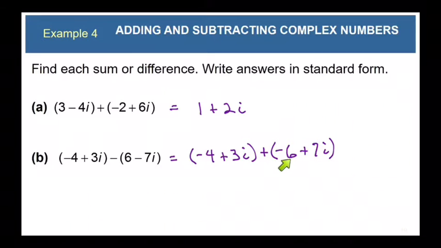Now, let's combine real plus real, so negative 4 plus negative 6 will be negative 10, and then 3i plus 7i is 10i, and that's all we can do there.